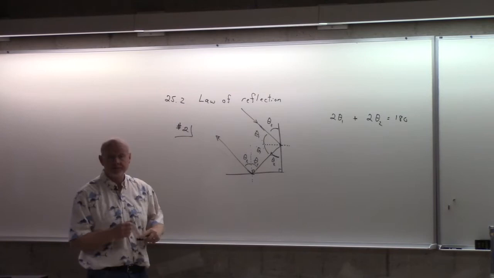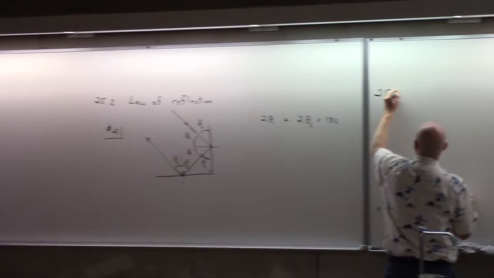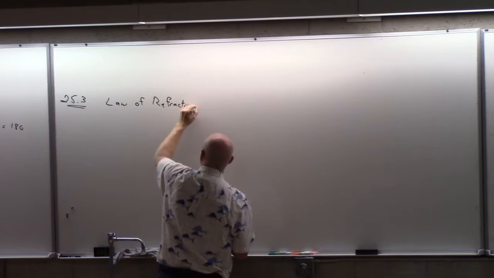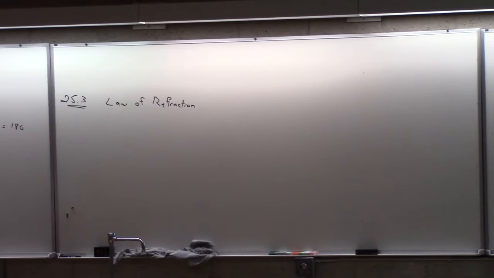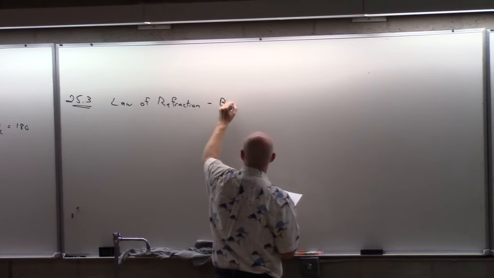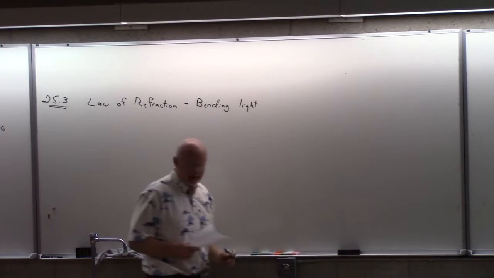All right, now let's begin with the next section. The second law is a little bit harder. We call this the law of refraction. Most people know what reflection is. You can just say the word reflection and they've got it. But refraction is not quite as common a word. So why don't I just say refraction is the bending of light. The light actually bends a little bit.